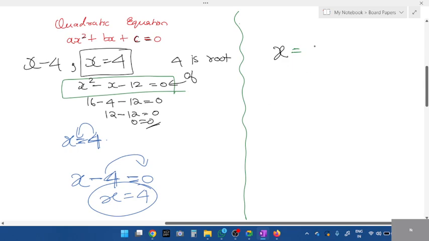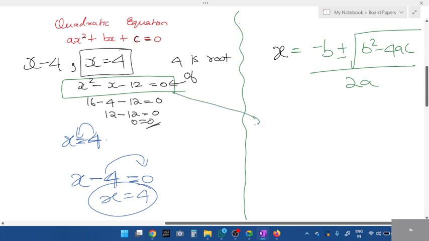What is the formula to find the value of x, students? Minus b plus minus square root of b square minus 4ac over 2a. Very good. We have practiced a lot of times. This is the formula when we need to find the value of x. Imagine 4 is not given. We need to find that 4.